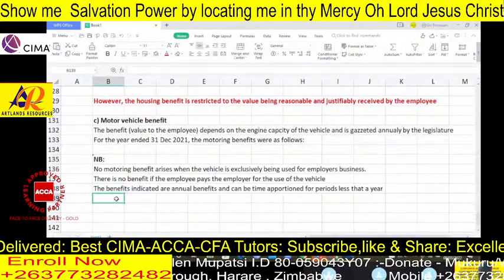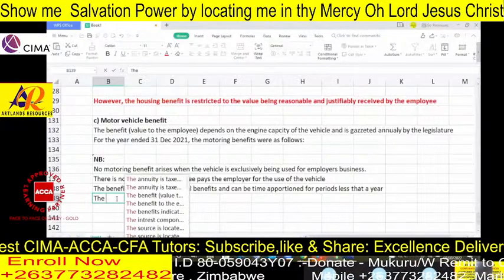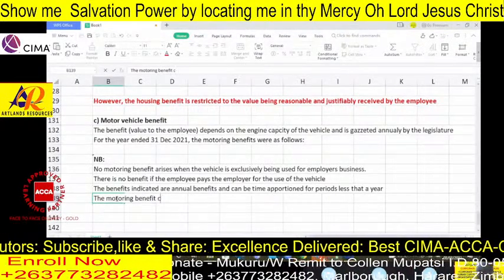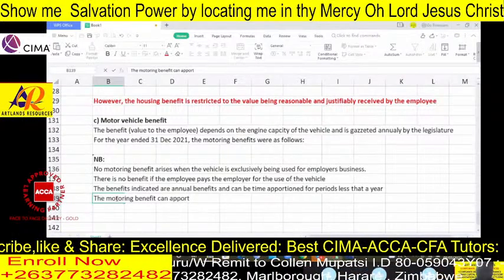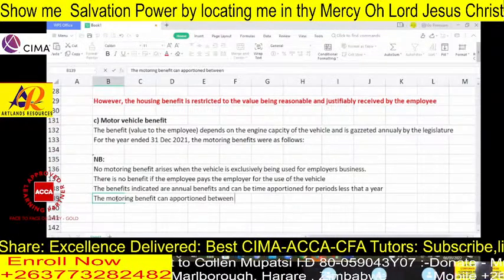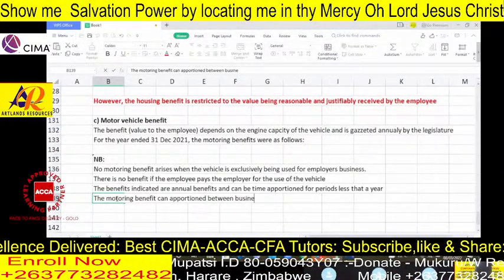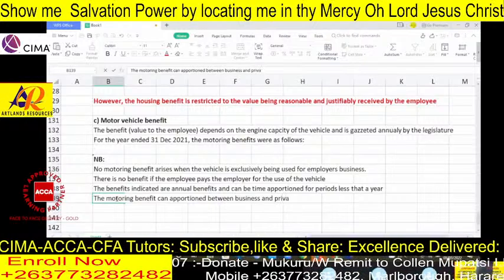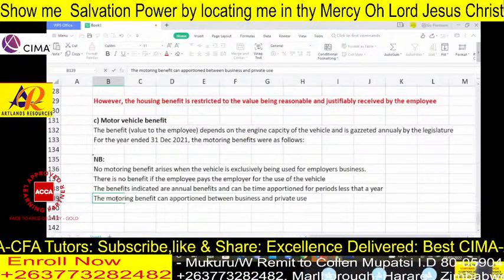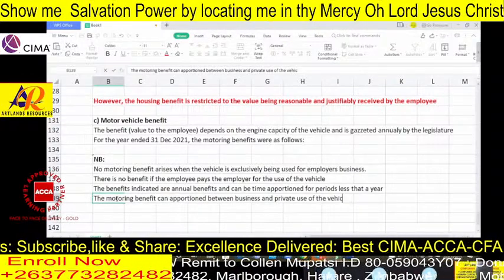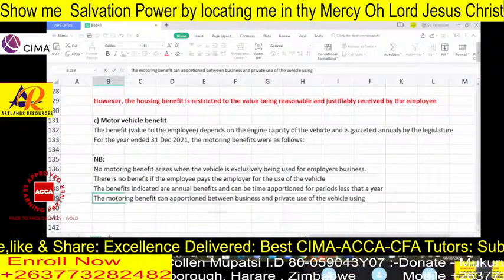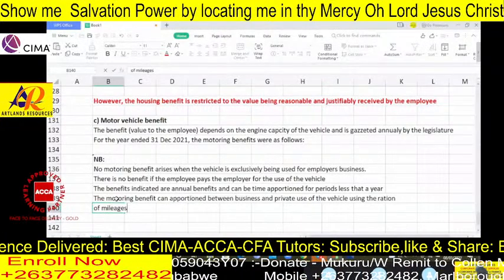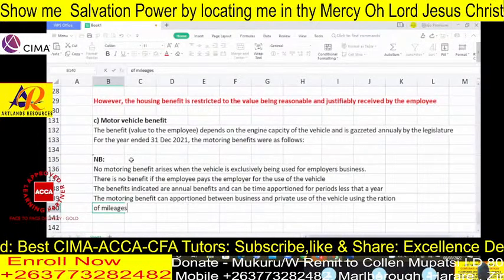You get that? Another thing is, the motoring benefit can be apportioned between business and private use of the vehicle using the ratio of mileages. So what do we mean by that?